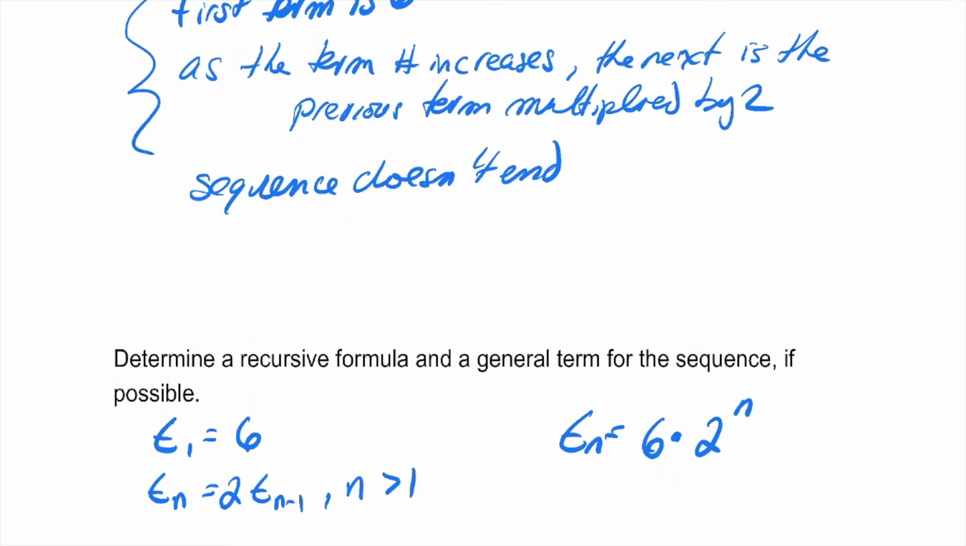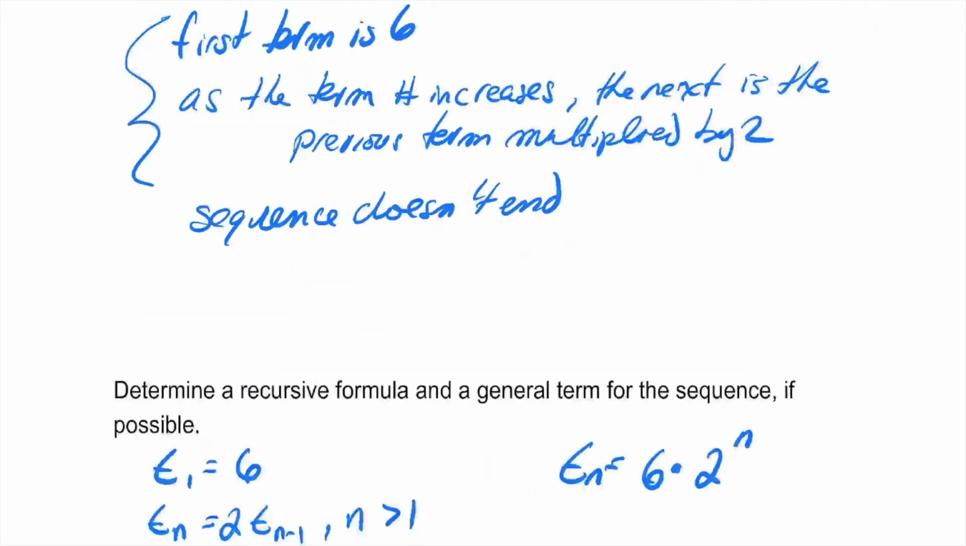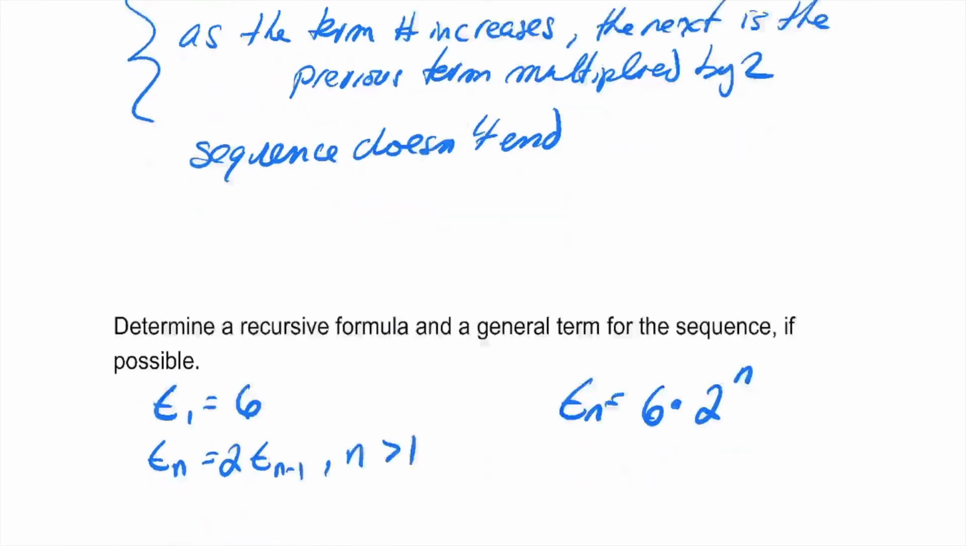Well, what happens if it's the first term? 2 to the power of n is 2, and 6 times 2 is 12, which really gives us the second term. So we're off by 1 in essence, and what we really want to do is, because we have the first term here 6, we want our power to evaluate to 0. So given that it's the first term, we really want to take 2 to the power of n minus 1. So that's what we want to do there, and that's how we can come up with the general term.